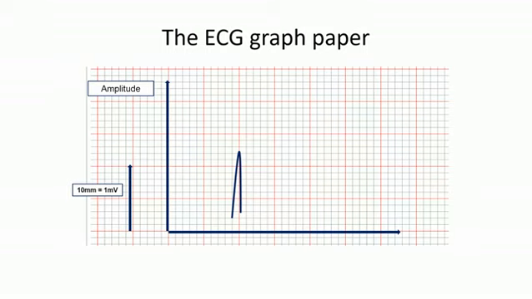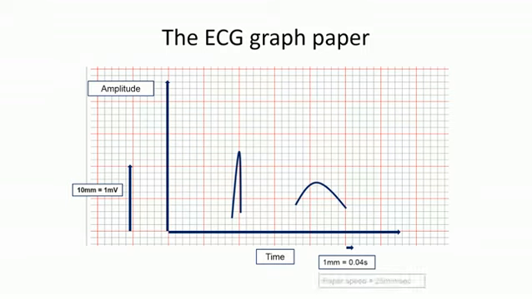On the horizontal axis we measure time in seconds, which means that the longer it takes for the electrical forces to move across the heart tissue, the wider the waveforms will appear. One small square or 1 mm on the horizontal axis is equivalent to 0.04 of a second, and this corresponds to a standard paper speed of 25 mm a second.